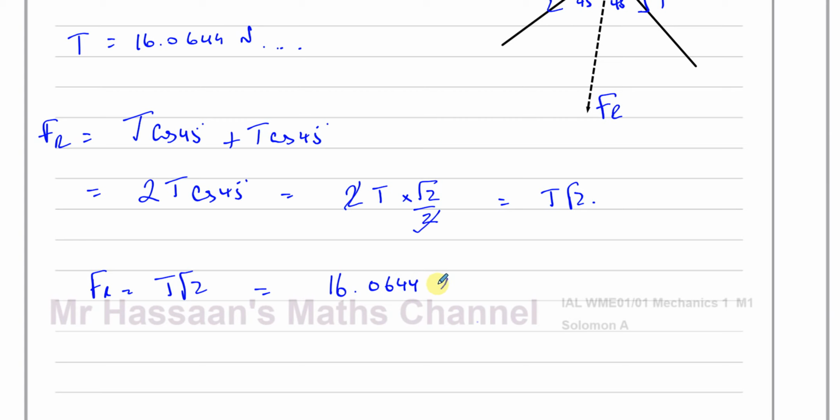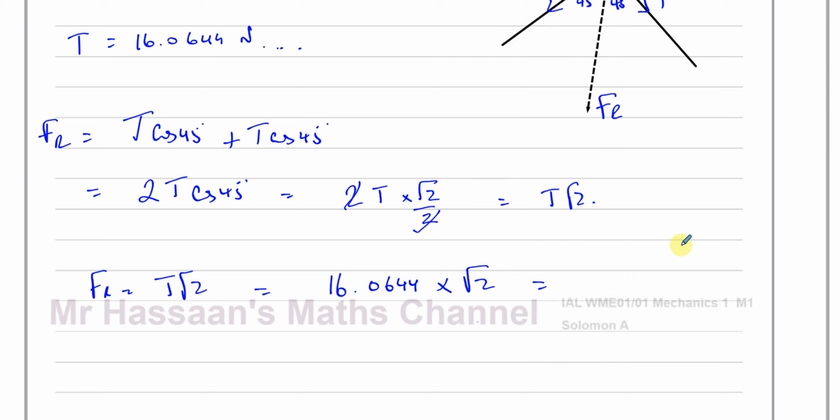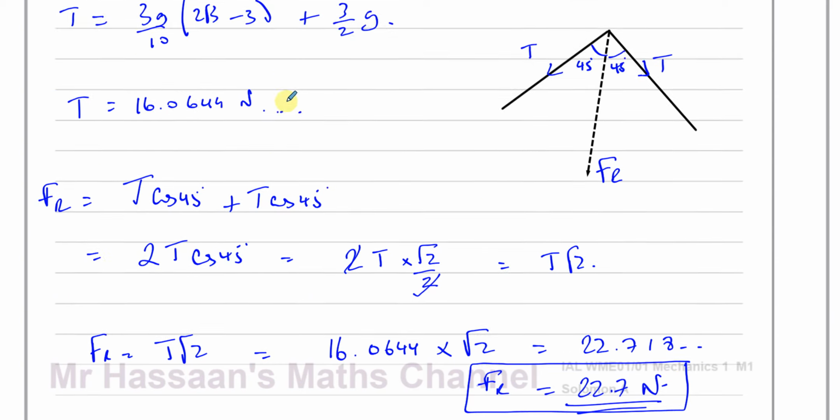So the resultant force is T times root 2, which is the value we got there, 16.0644 multiplied by the square root of 2. So we take our answer and multiply it by the square root of 2, and we get our answer 22.718. So we can leave this as 23 if you want. We can write it as 22.7, but that is the resultant force acting on the pulley. So there's the answer to part B.